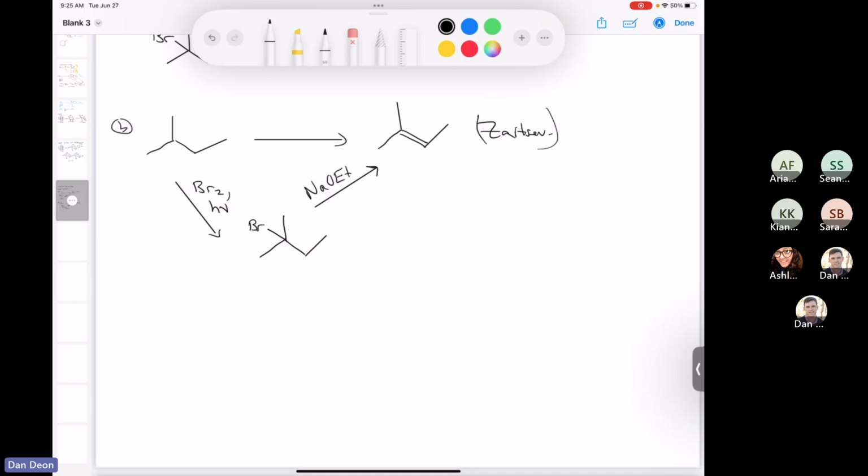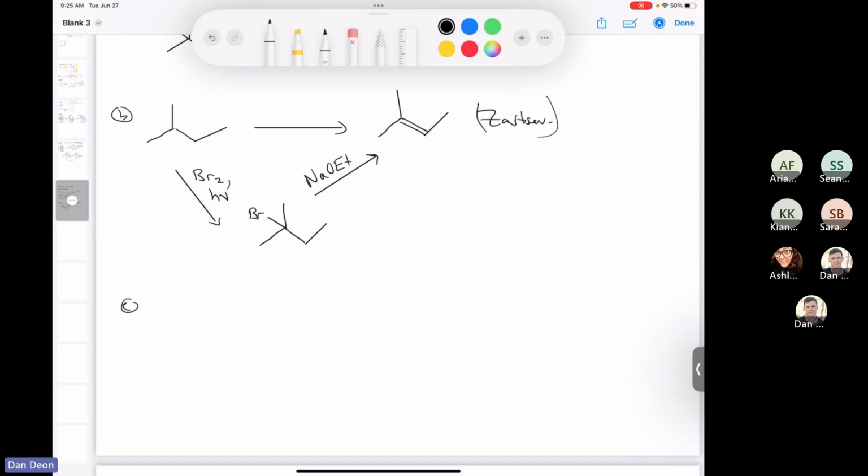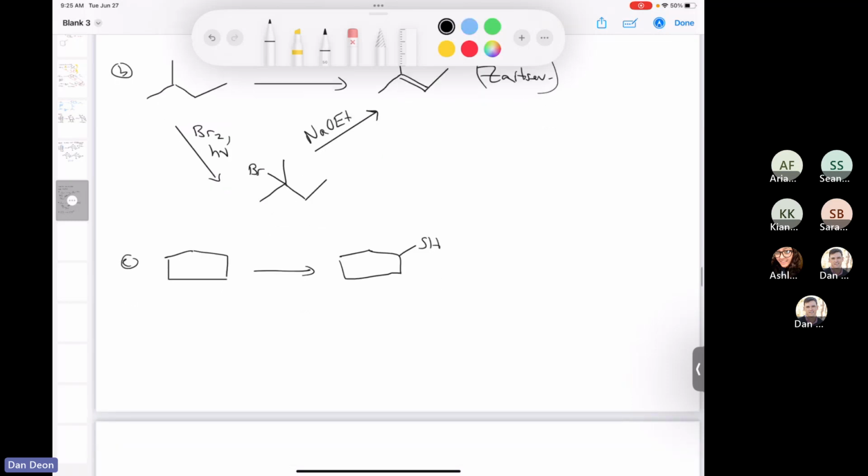Okay, let's do another one. This one involves a substitution reaction. This is question C. We're going to start with cyclopentane, and we want to convert that into cyclopentanethiol, is how you would name this compound. The name is neither here nor there, but we know that we could make the thiol from the alkyl halide, right? And then we would just use sodium hydrosulfide to do this reaction. So I think that just by seeing that, you're probably thinking, well, that's pretty straightforward. All I have to do is treat the compound with bromine and light, and that is going to install a bromine. And then in the next step, I just treat it with sodium hydrosulfide.